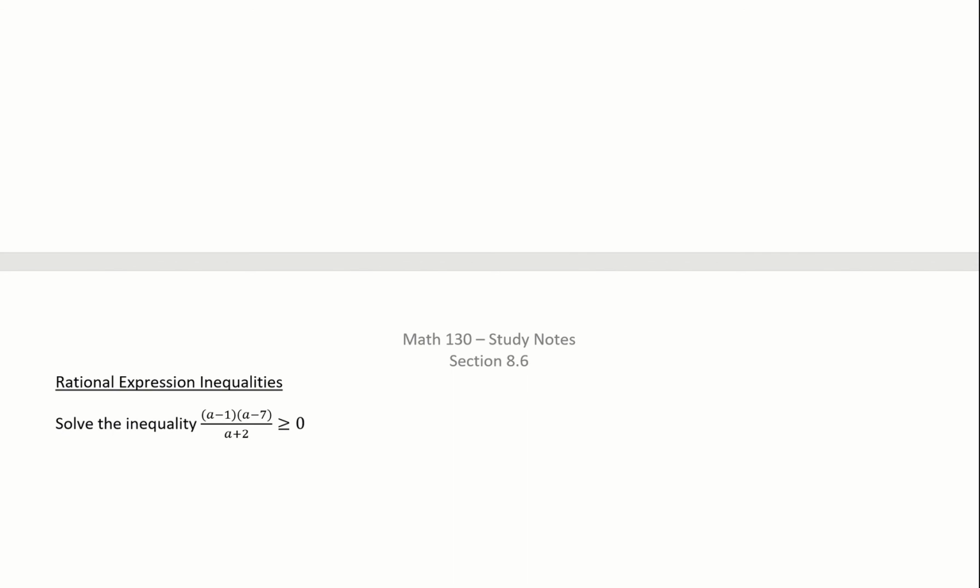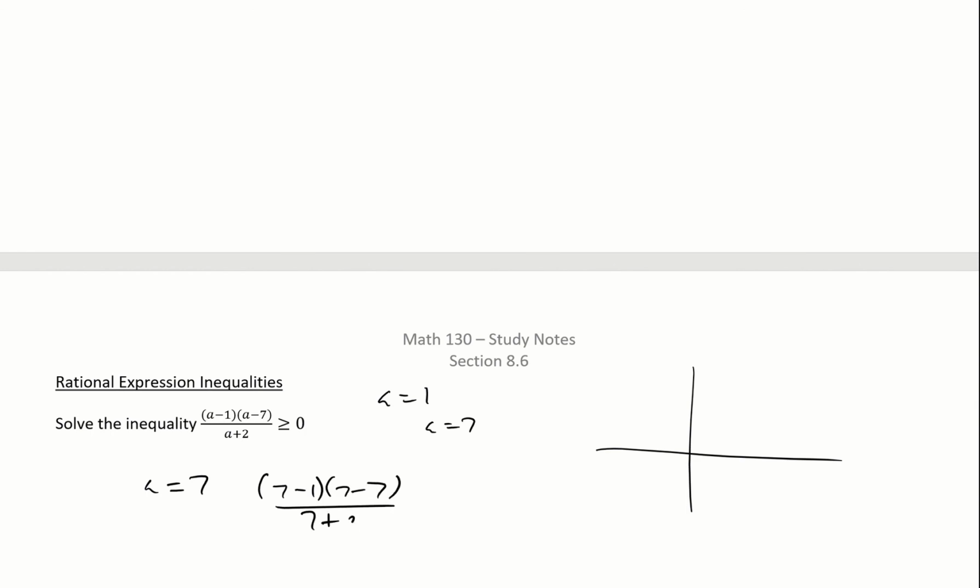The thing about rationals is, I don't think we've graphed this. So you don't know about the graphs of these things, but I'm going to fill you in a little bit. In the numerator, if a is equal to 1, we get 0 over whatever. You get 0. Likewise, if a is equal to 7. So let me show you this. If a is equal to 7, we get 7 minus 1, 7 minus 7 over 7 plus 2. That's equal to 6 times 0 over 9, which is 0 over 9. Well, that's 0. So the ordered pair, if you plug in 7, you get 0.